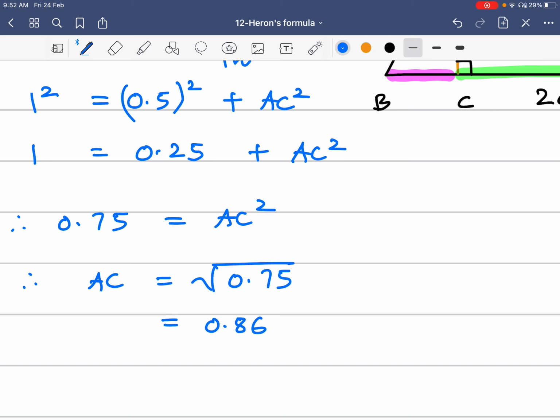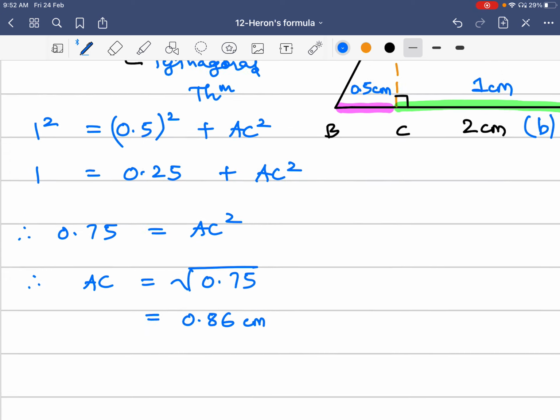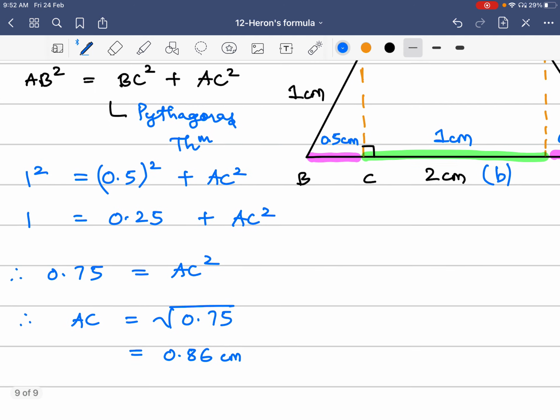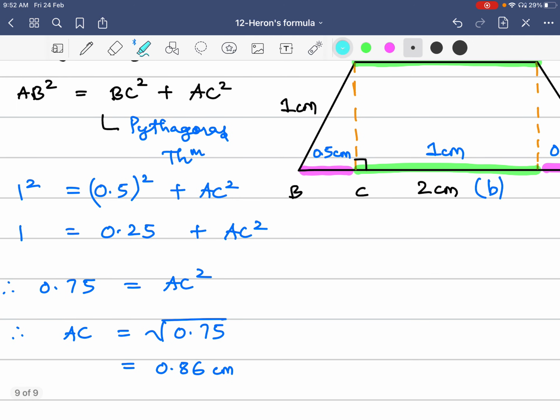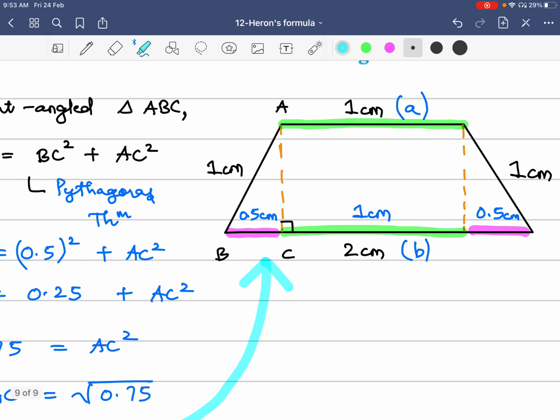So it's almost equal to 0.9 because 0.9 into 0.9 will be 0.81, because 9 square is 81. So it's very close to that, 0.86 centimeter. So that's it, we have got the value of AC. I'm going to take this value of AC and substitute it in this figure, which is equal to 0.86.